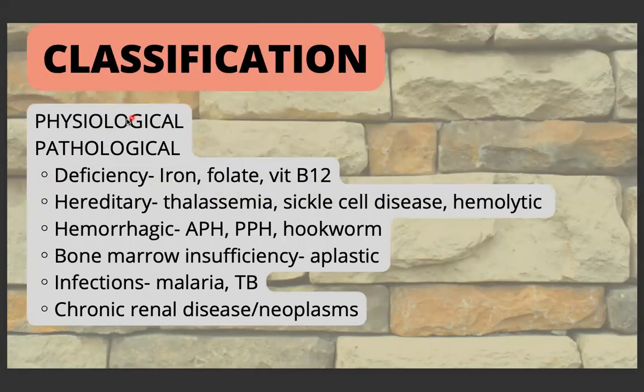So the classification is either physiological or pathological. There is also classification due to deficiency: iron deficiency, folate deficiency, vitamin B12 deficiency; hereditary, either thalassemia or sickle cell disease or hemolytic anemia; hemorrhagic, due to antepartum hemorrhage, postpartum hemorrhage, and hookworm; bone marrow insufficiency like aplastic anemia; infection like malaria and TB; chronic renal disease; and neoplasm. All this will lead to anemia.